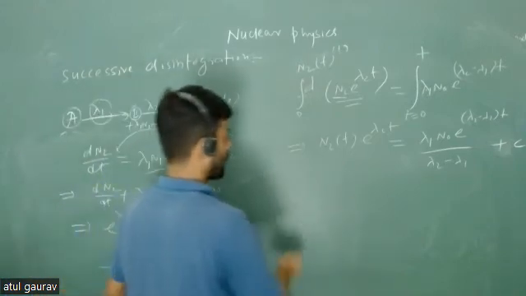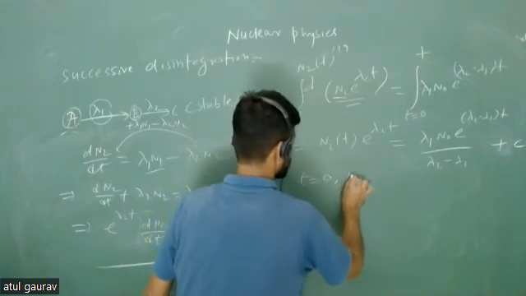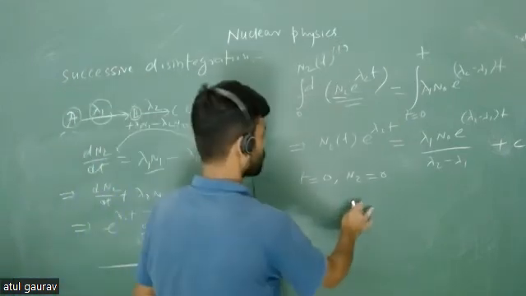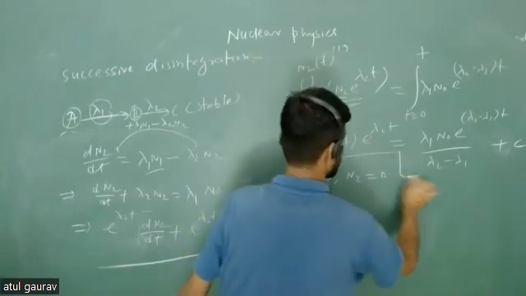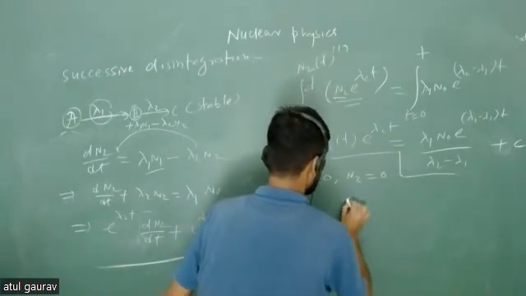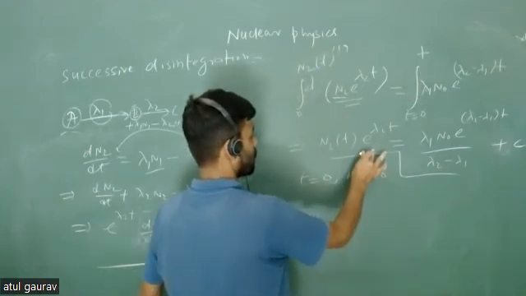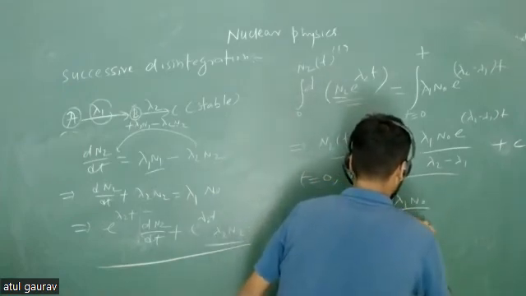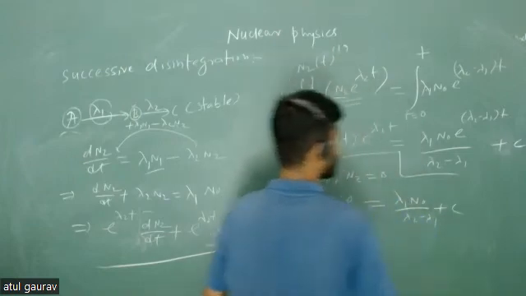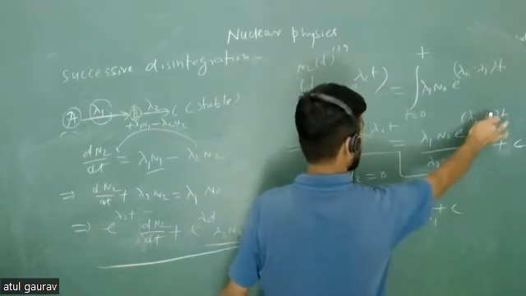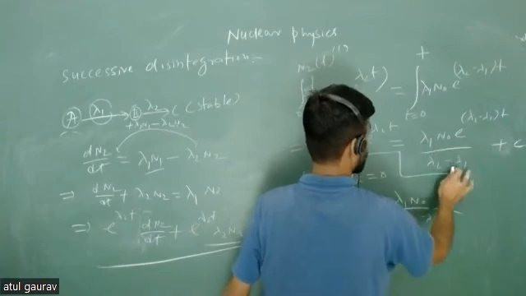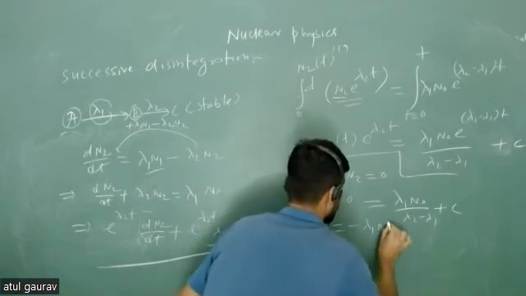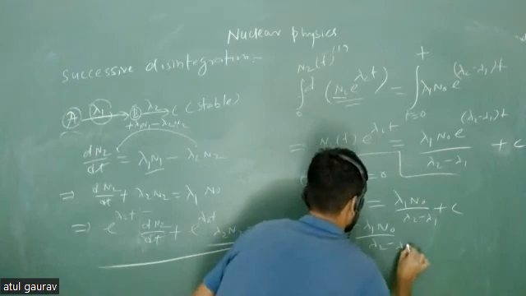Now see, at time t equals 0, n2 was 0. If you substitute in the above equation, the left hand side will be 0, because 0 into 1 equals 0, and that equals lambda 1 n0 divided by lambda 2 minus lambda 1 plus c, because exponential 0 gives 1. So from here the value of c will be minus lambda 1 n0 divided by lambda 2 minus lambda 1.